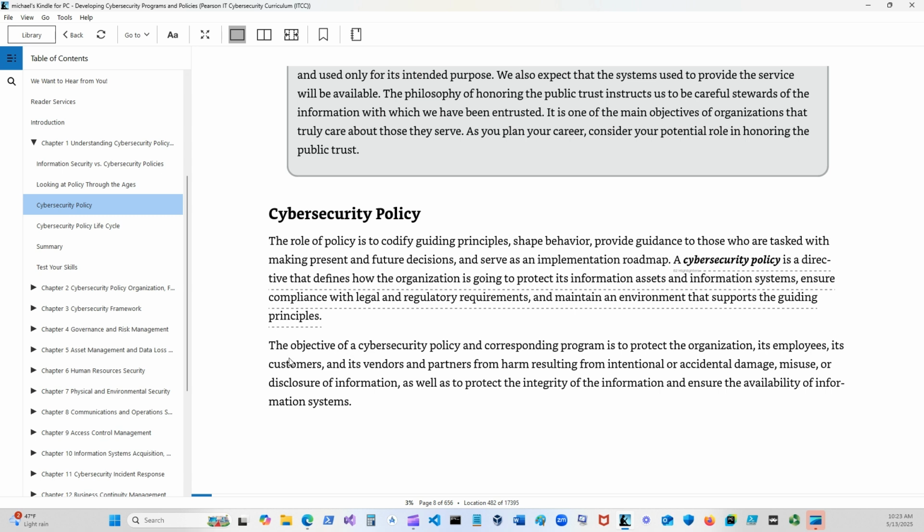The objective of a cybersecurity policy and corresponding program is to protect the organization, its employees, its customers, and its vendors and partners from harm resulting from internal or accidental damage, misuse, or disclosure of information. Right, and that goes back to the CIA triad. But it's more custom to each organization or entity, as well as to protect the integrity of the information and to ensure availability of information. So this is going over the CIA, right?